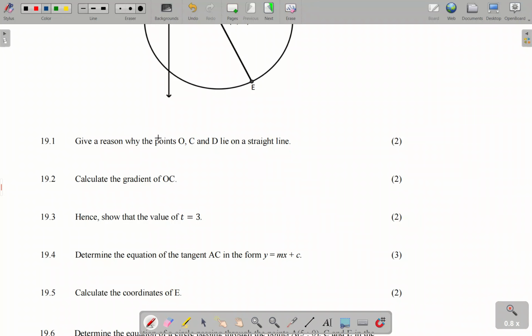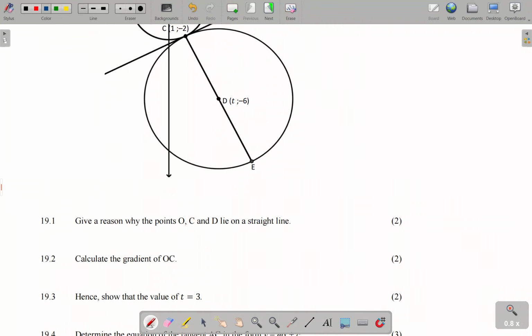Give a reason why the points O, C, and D lie on the same straight line. In other words, they are saying that O, C, D are collinear points. Remember, collinear points are points that lie on the same straight line.